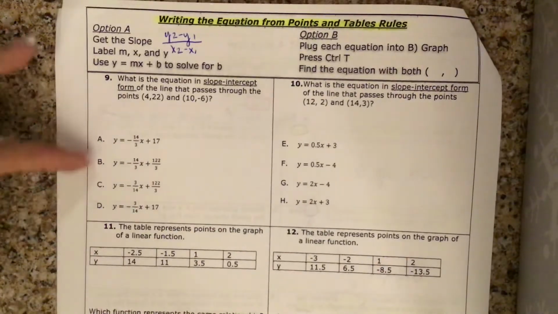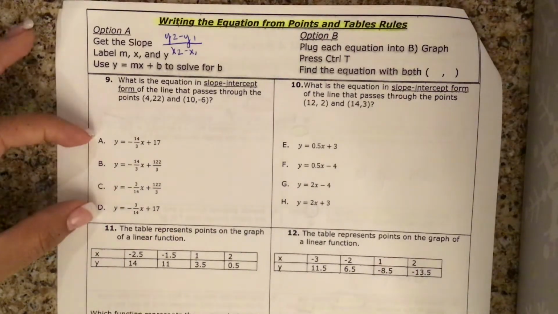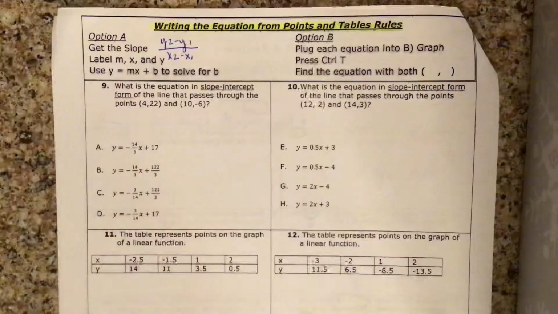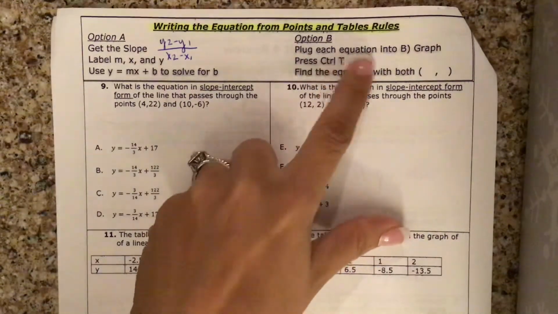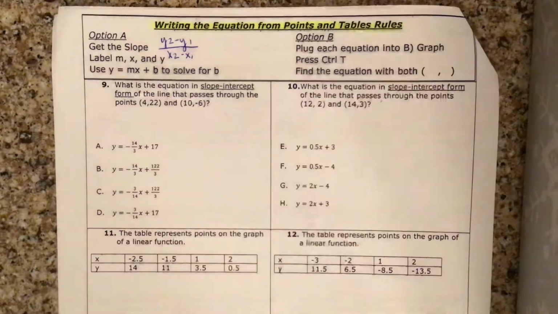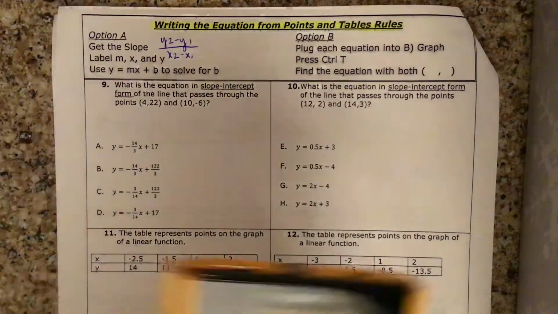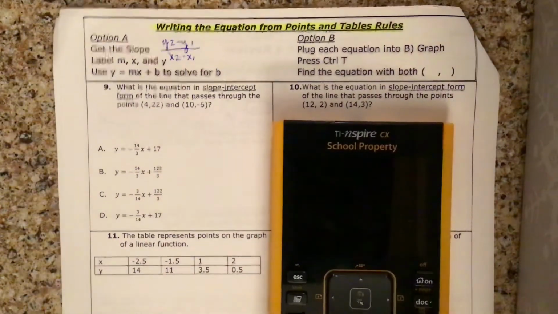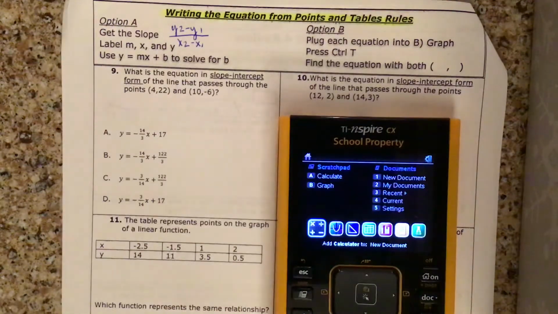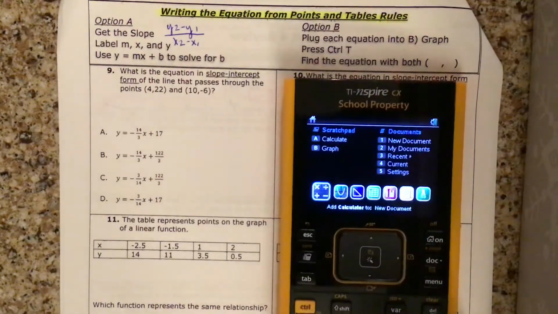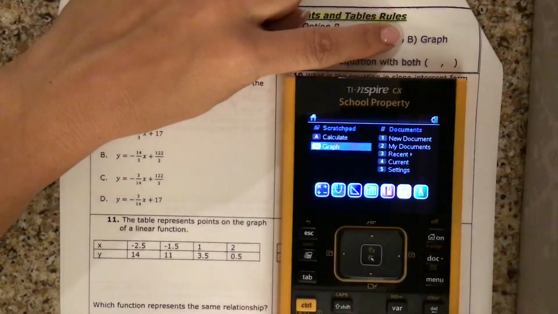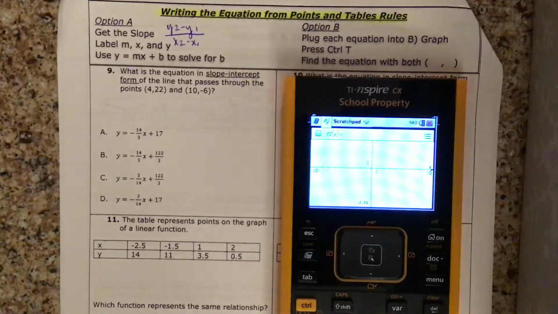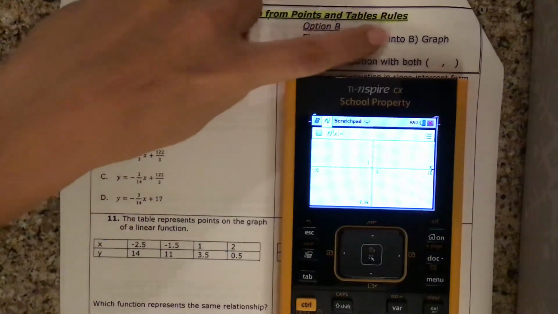But since we're looking at these testing strategies, we're going to practice option B. In option B, it says plug each equation into B, which is graph. So let's do that. Go ahead and grab your calculator and press on. It says go to B, which is graph, so I'm going to click graph. It says plug each equation into the graph.